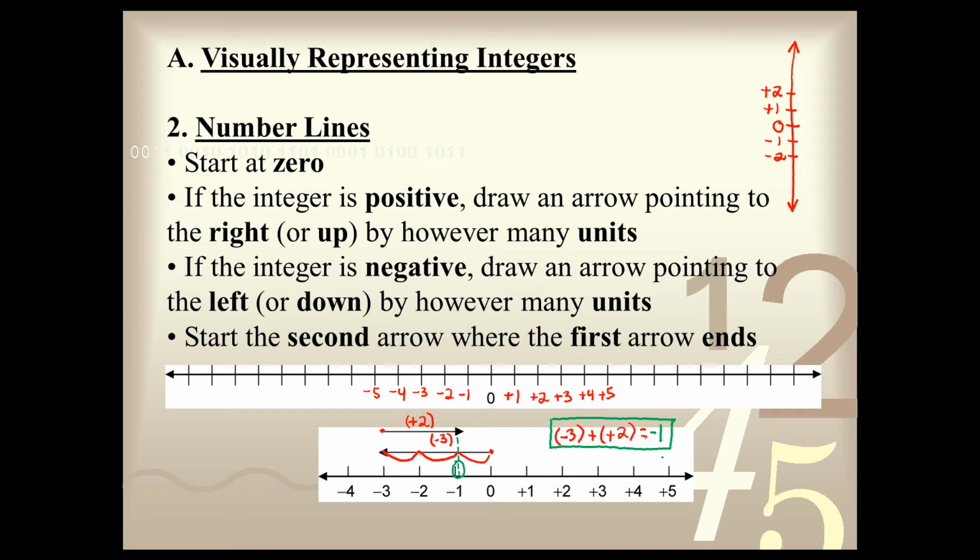So you just draw the integers on the number line. It's just like following directions on a road map. You always start at the origin, and then for the first integer, you go left or right, up or down by however many units. And then for the second integer, you always start where the first integer ends.